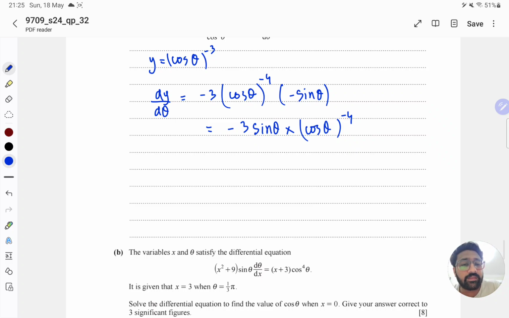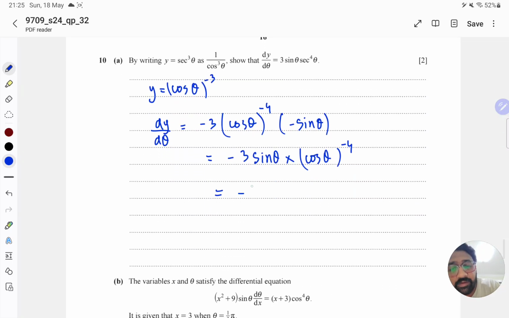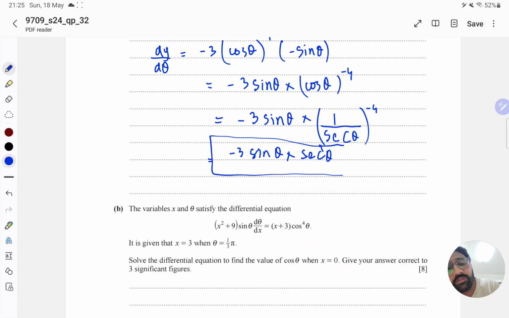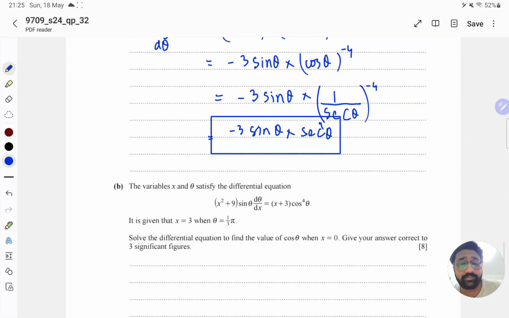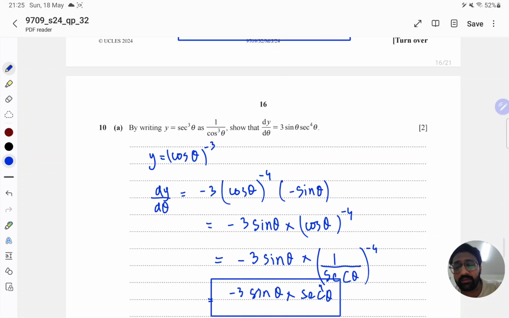We know that cos theta is basically equal to 1 over secant theta. So it is sin theta into 1 over secant theta whole power minus 4. We need to make the power positive, so we will flip the fraction. It will become secant 4 theta, and this is what we were supposed to show. Yes, it is the one that we were supposed to show.